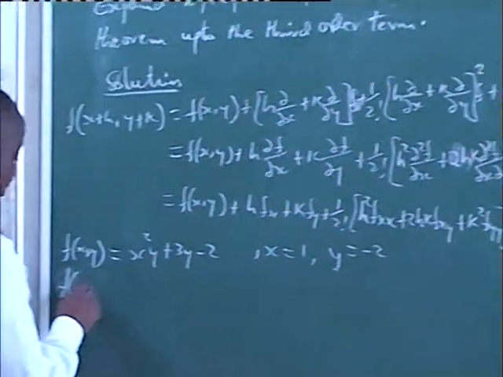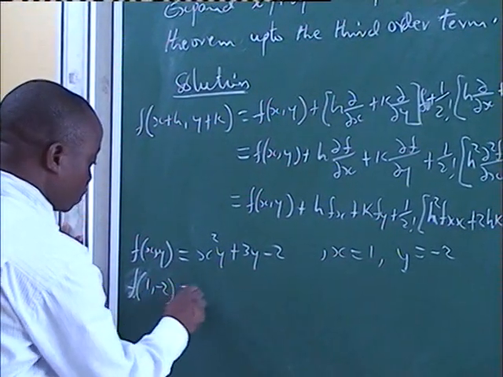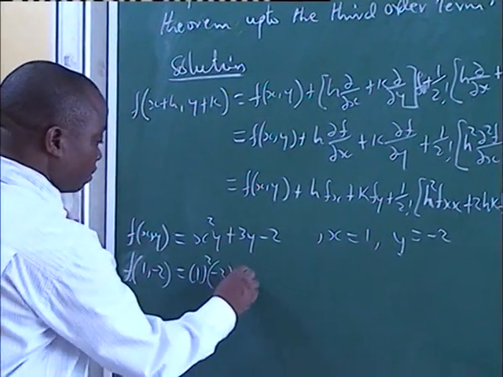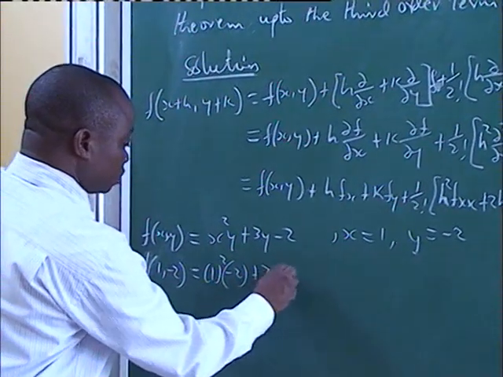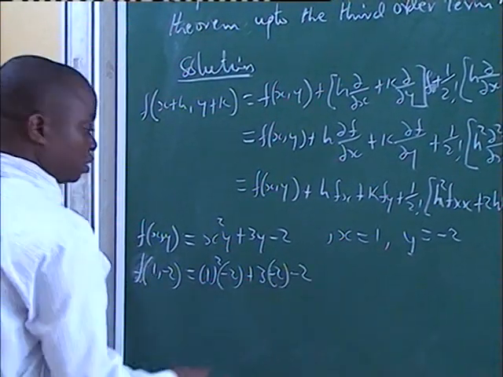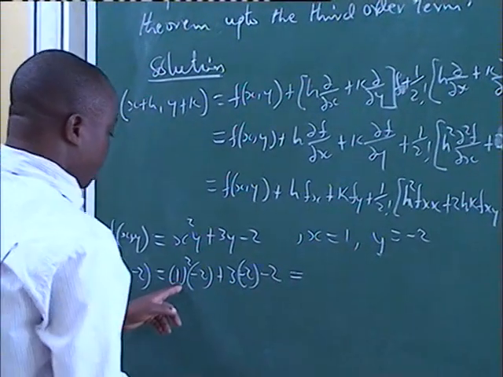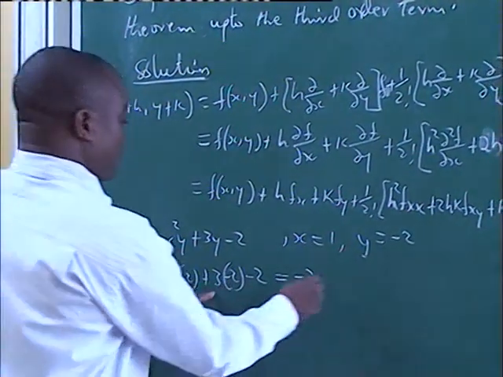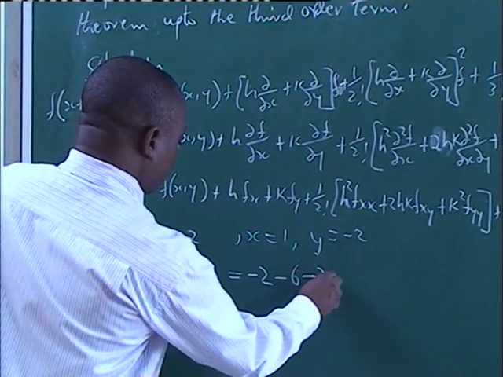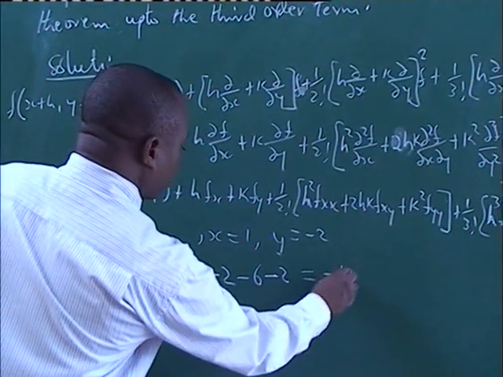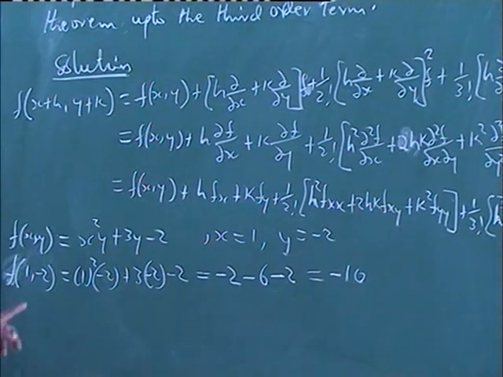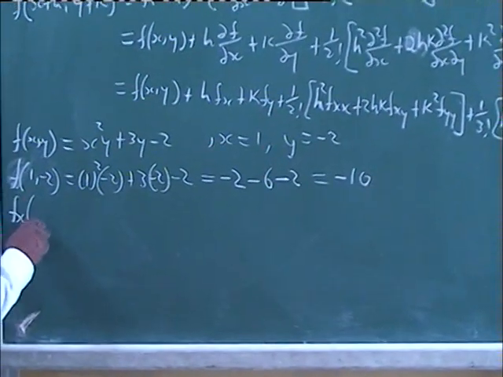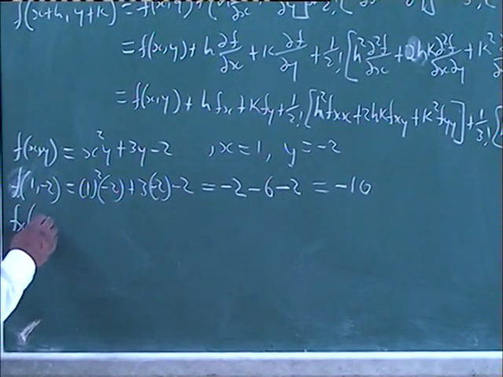So now, f of 1 and minus 2 will give us what? 1 squared times minus 2 plus 3 times minus 2 minus 2. Then this will give us what? This will give us minus 2. And this is what? Minus 6 minus 2. And then what we have is minus 10 in that place.